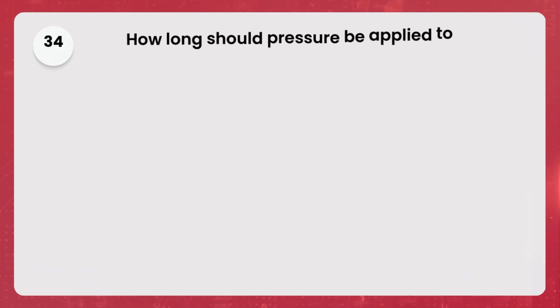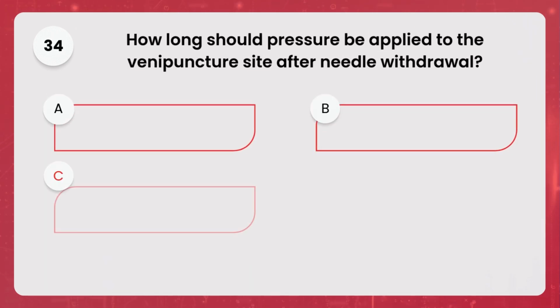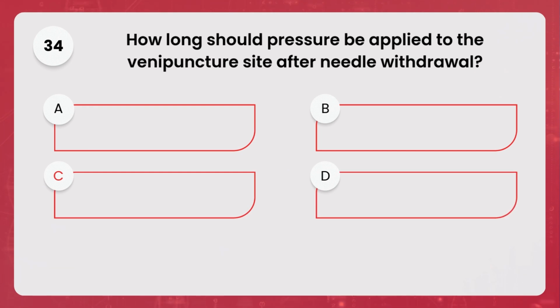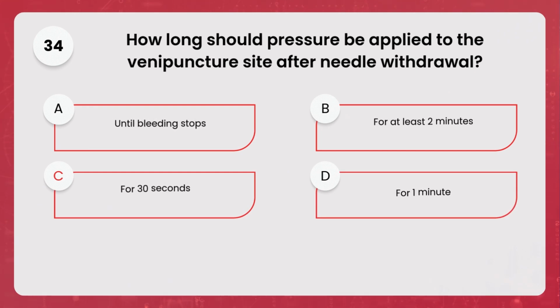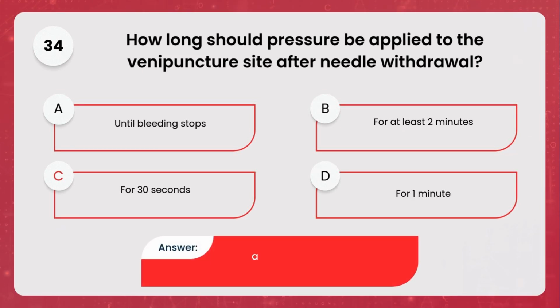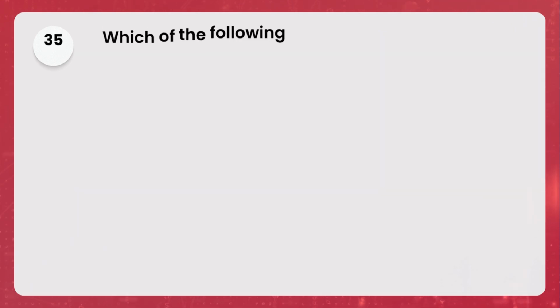Number 34. How long should pressure be applied to the venipuncture site after needle withdrawal? A. Until bleeding stops. B. For at least 2 minutes. C. For 30 seconds. Or D. For 1 minute. The answer is A. Until bleeding stops.